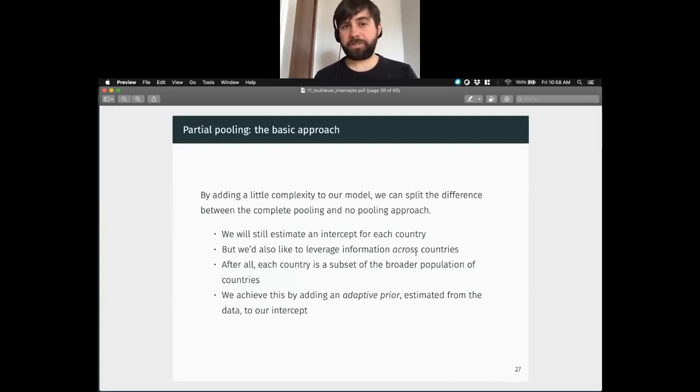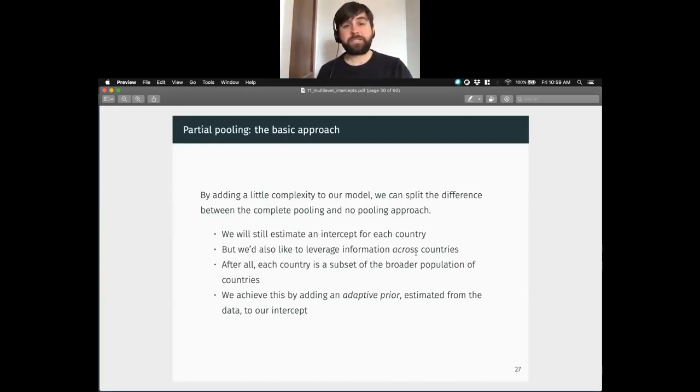So the basic approach is that we're going to add a little complexity to our model, and we're going to split the difference between the complete pooling and the no pooling approach, right? We're going to get the benefits of each, where we get information about the full population, but we also get information on the clusters, and we're going to leverage both to improve our inferences. So we're going to estimate an intercept for each country, but we're going to borrow information across countries to help us estimate those intercepts.